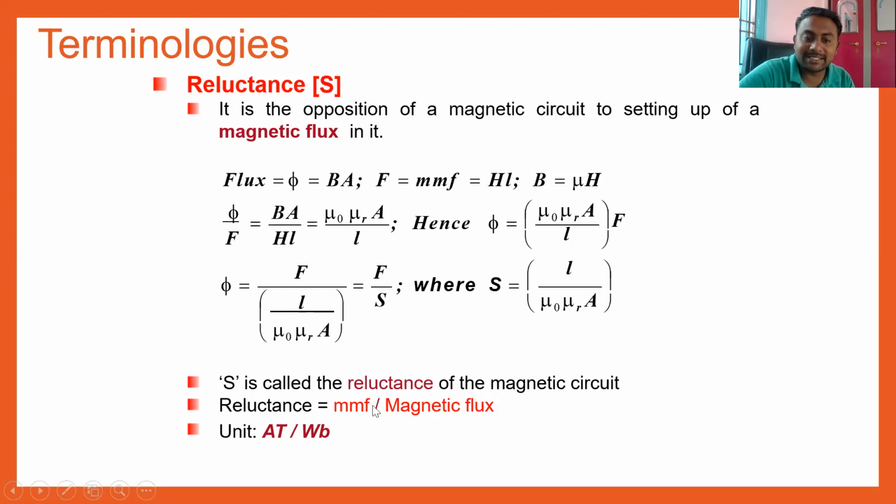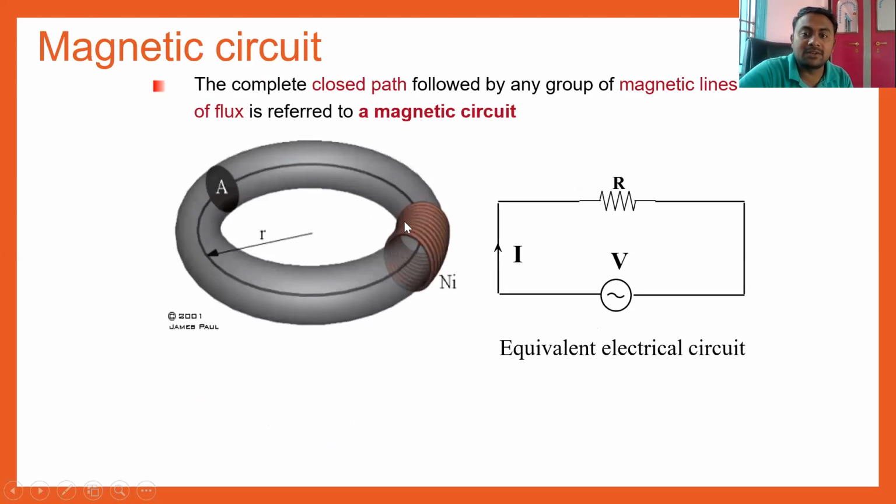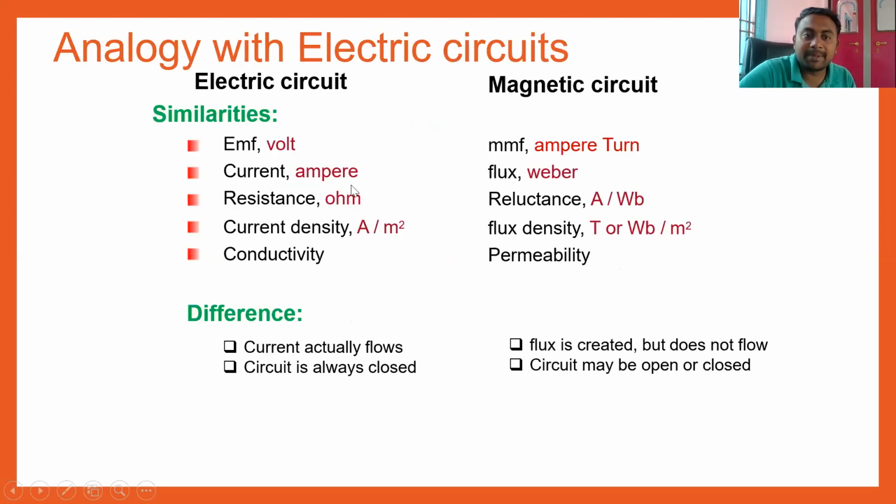So the unit for the reluctance is MMF by magnetic flux. MMF units are ampere turns, magnetic flux units are Webers. So reluctance can be represented with ampere turns per Weber. And if we consider a magnetic circuit, I compare it with the electrical circuit. So Ni is the MMF, that is your voltage source. This is your magnetic flux which is flowing through the circuit, that is your current. The opposition offered to the magnetic flux we call reluctance in magnetic circuits, resistance in electrical circuits. That is what I am representing over here.